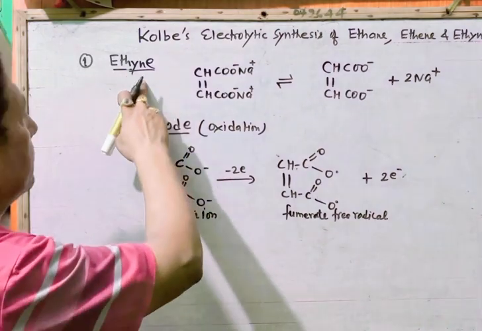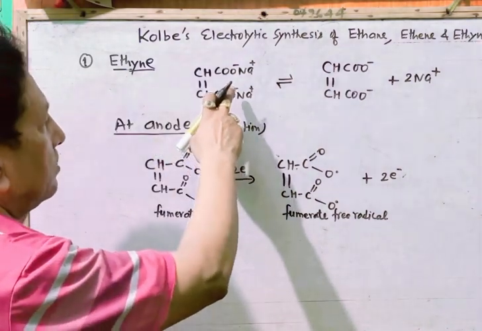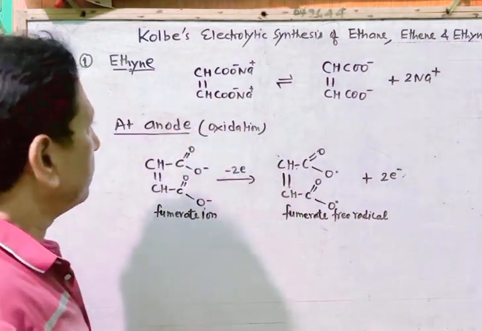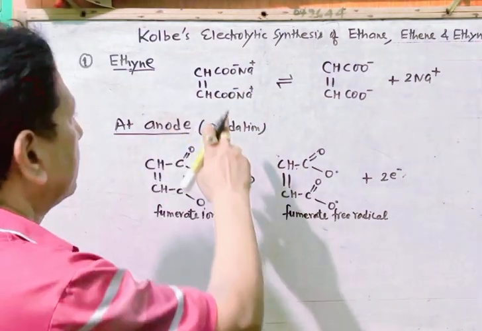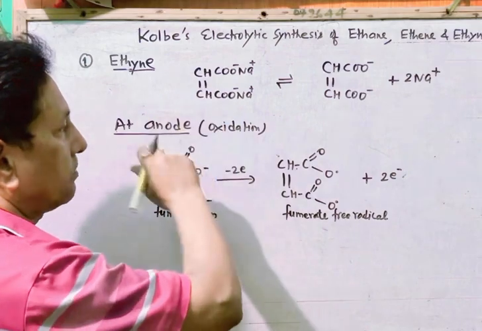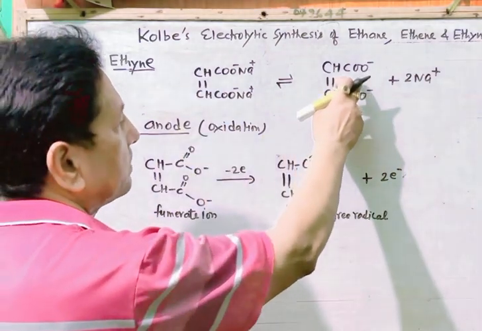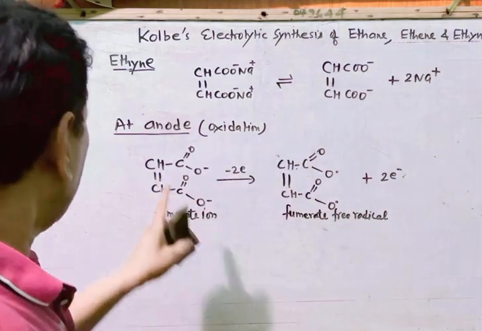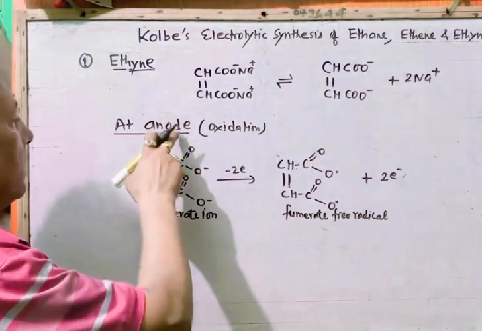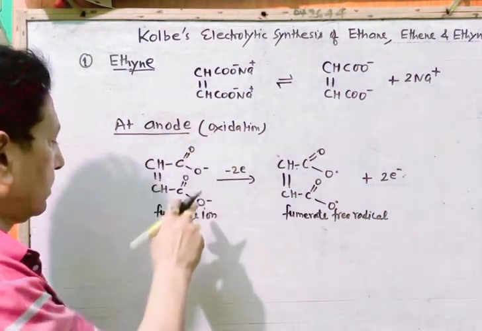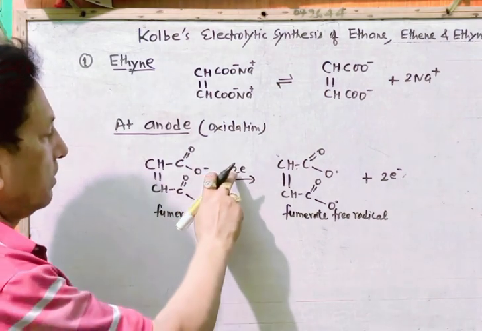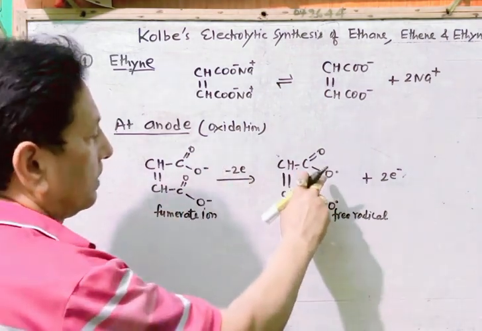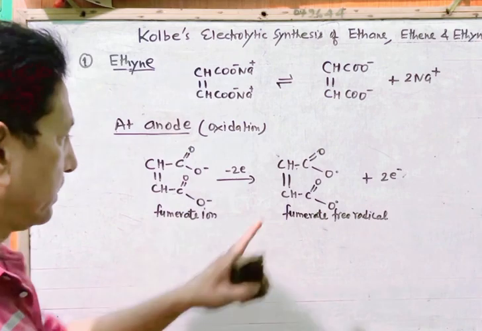Similarly, Kolbe synthesized ethyne electrolytically. This ethyne is synthesized from the sodium or potassium salt of fumaric acid. This dissociates like this, and this is the fumarate ion. At the anode terminal oxidation occurs, so these fumarate ions liberate two electrons, and it will give you the fumarate free radical.